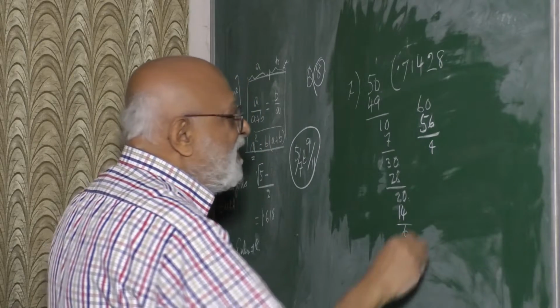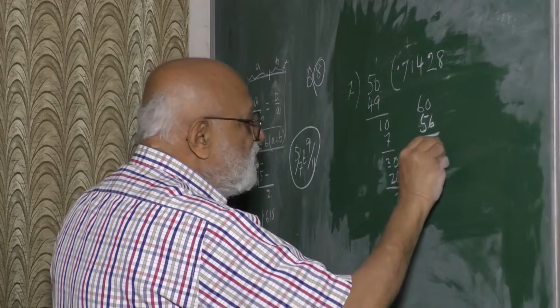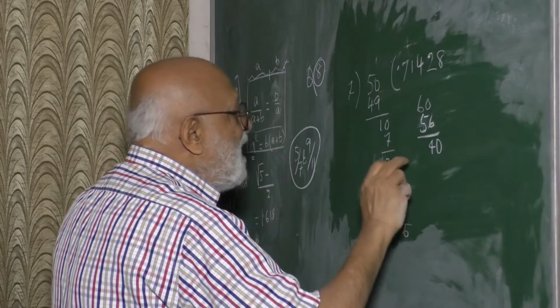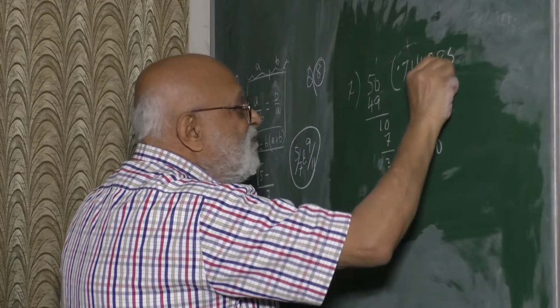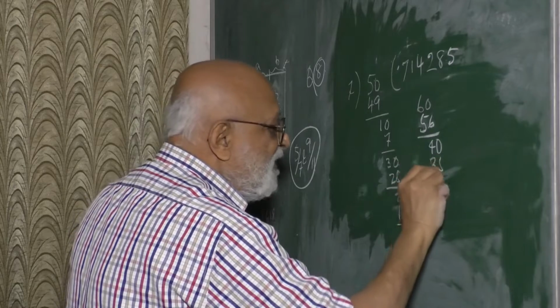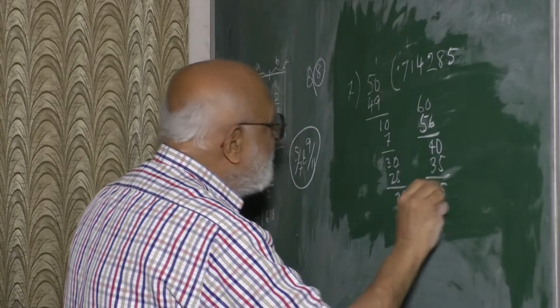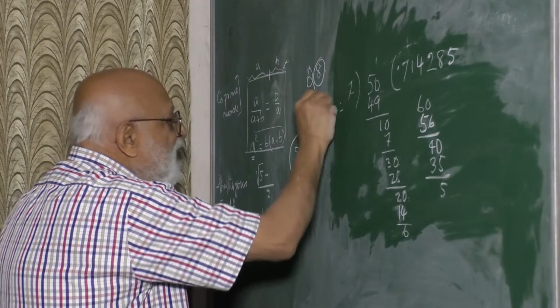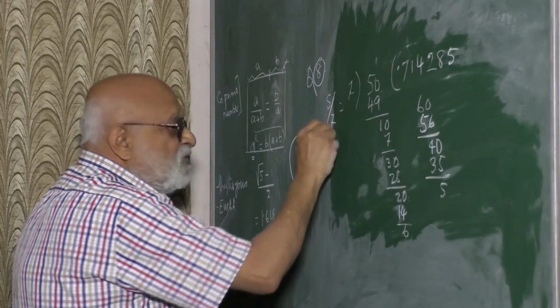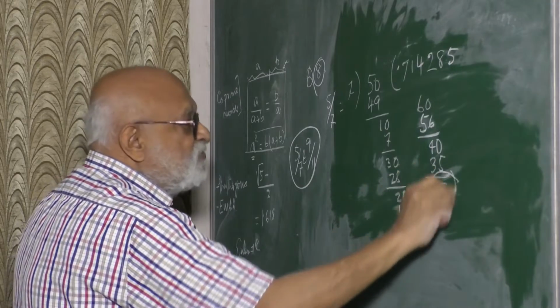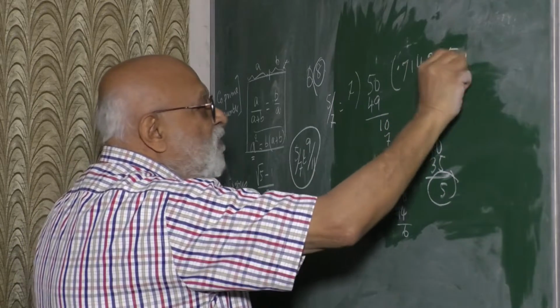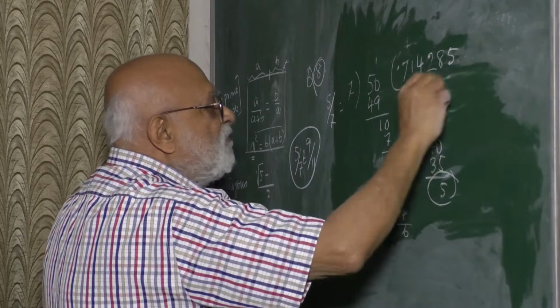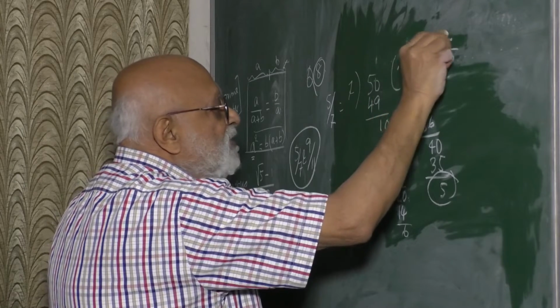Okay, 40 again 0. Okay, and I will have now 5. So this is 35 and this is 5. So I started with 5. This was 5/7, right? So again 5 has come back. So that means this will keep on repeating now. So I can put a bar on it.